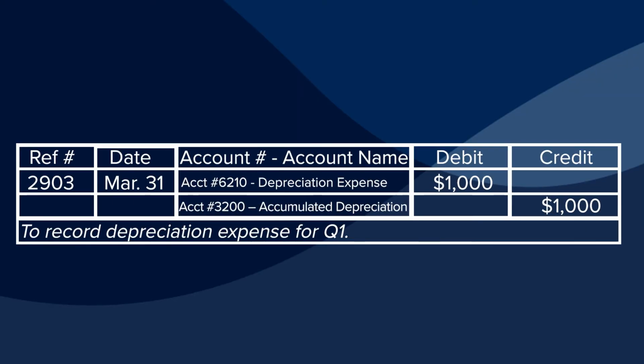At the end of each quarter, Sally records depreciation for her furniture and equipment. The journal entry to record depreciation debits depreciation expense for $1,000, and credits accumulated depreciation for the same amount.